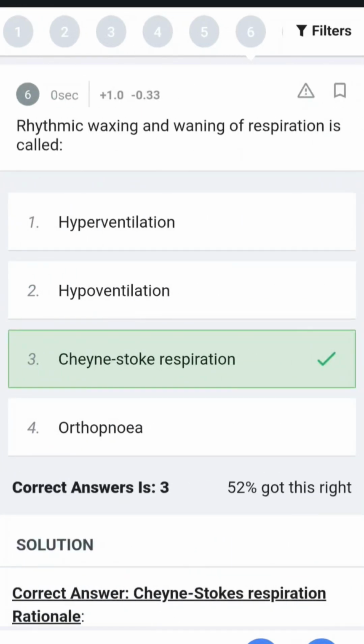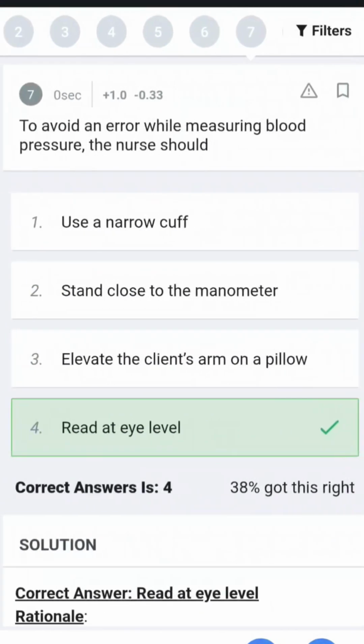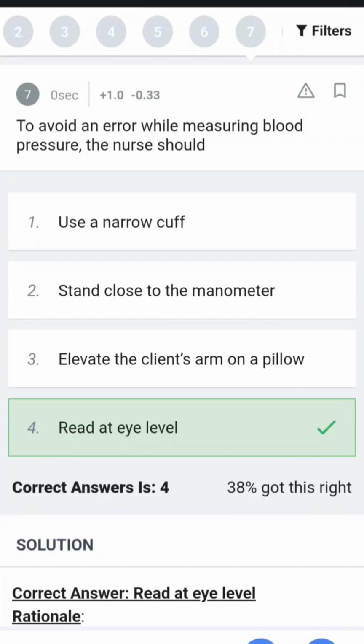Question number 6. Rhythmic waxing and waning of respiration is called. Option 3, Cheyne-Stokes respiration. Question number 7. To avoid an error while measuring blood pressure, the nurse should. Correct option is read at eye level.